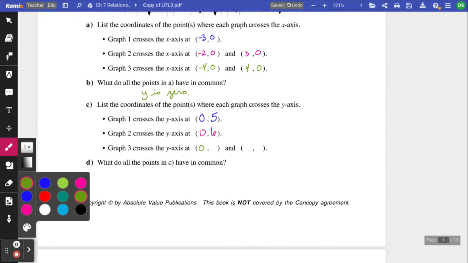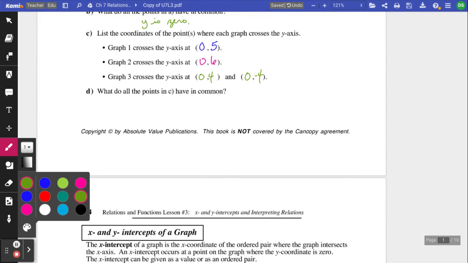Right. Don't get those backwards, okay? On the test, I have some kids put those in the wrong way. They go (4, 0) instead of (0, 4). So pay attention, okay? And what do all those have in common? When we're looking for the crossing on the y-axis, what do they all have in common? X is 0.